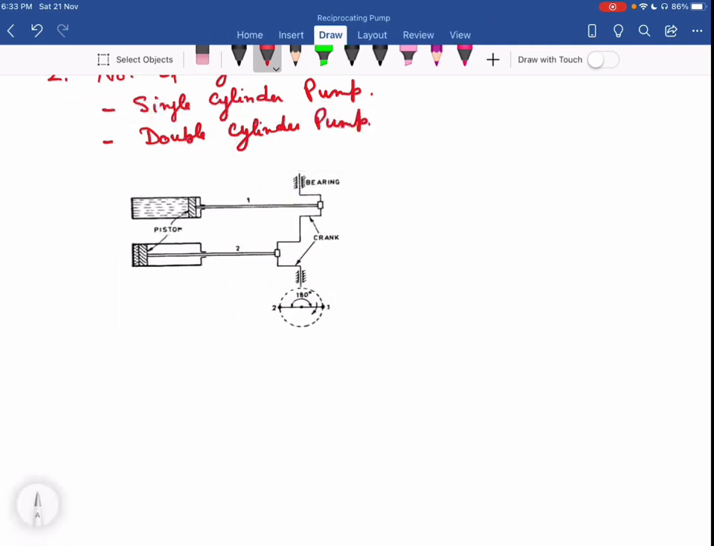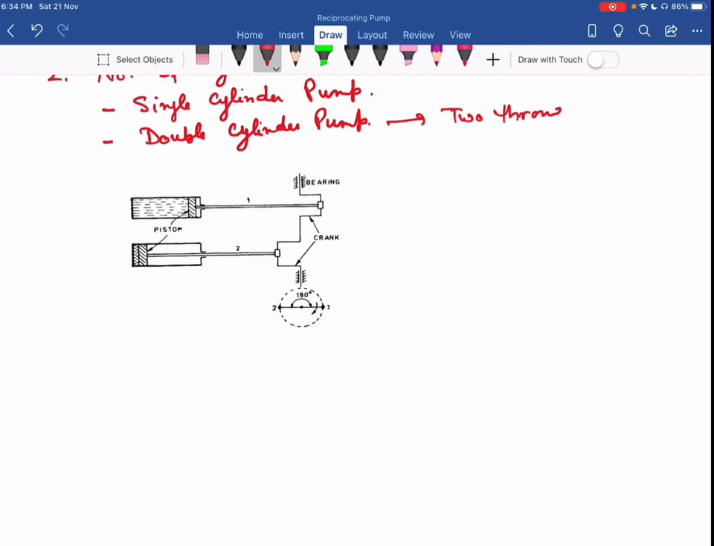Okay. So a double cylinder pump is also called a two throw pump. It consists of two cylinders that are connected to a single shaft. Each cylinder has its own suction and delivery pipe. This is important over here. In a double cylinder pump, each cylinder has its own suction and delivery pipe.